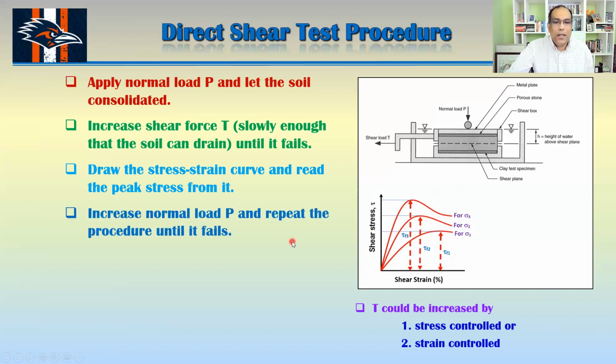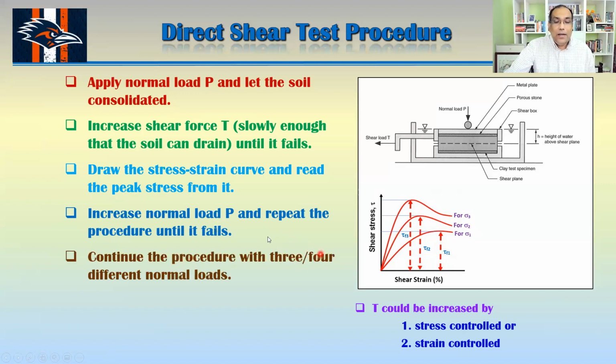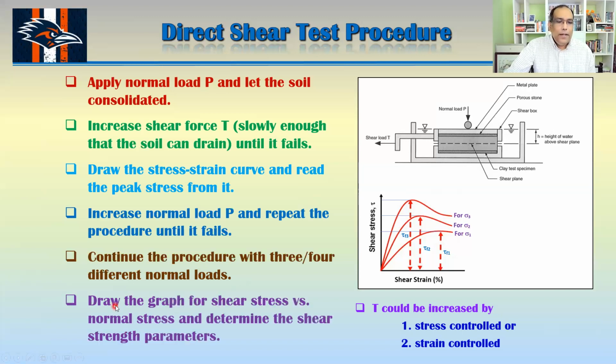Once you get those 3 different points from running the test 3 times, they are actually talking about 3 to 4 different normal loads. 3 is fine, 4 is better, okay? And then draw the curve from there, with your sigma on the x-axis and your tau on the y-axis. So you get a curve like that.